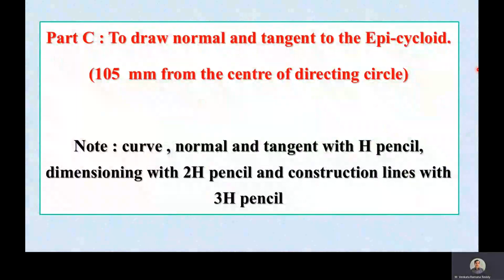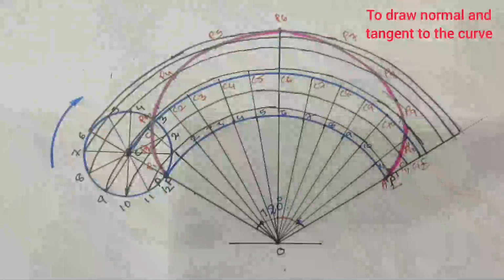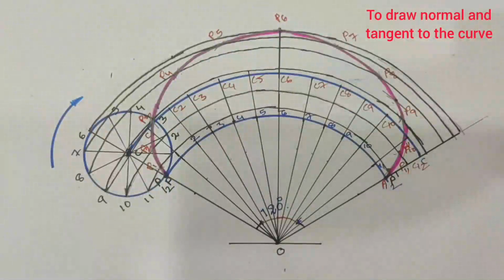Just now we completed construction of the epicycloidal curve. Next step is to draw normal and tangent to the epicycloid at a distance 105 mm from the center of the directing circle. Note, the epicycloidal curve, normal and tangent with H pencil, dimensioning with 2H pencil, and construction line with 3H pencil. This is the epicycloid, that is construction of epicycloid is over.